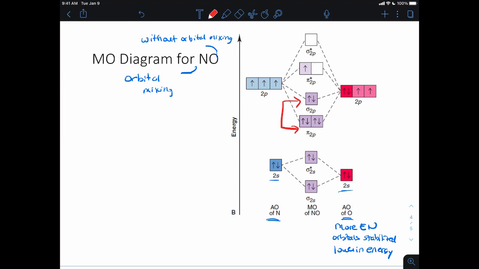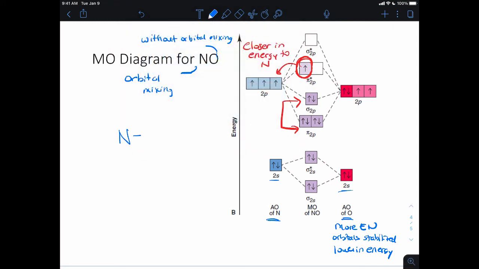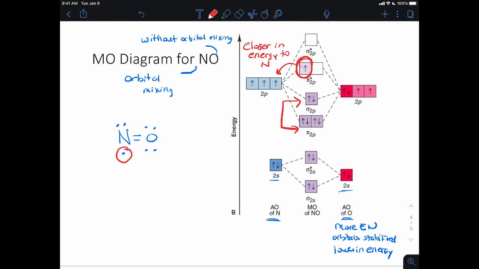The last little detail here: if you look at this lonely electron up here, where would you anticipate it spending more of its time? Notice in terms of energy, it's closer in energy here. And if you draw the Lewis structure for NO, it looks something like that. So that one little dot right there, notice it's on the nitrogen.